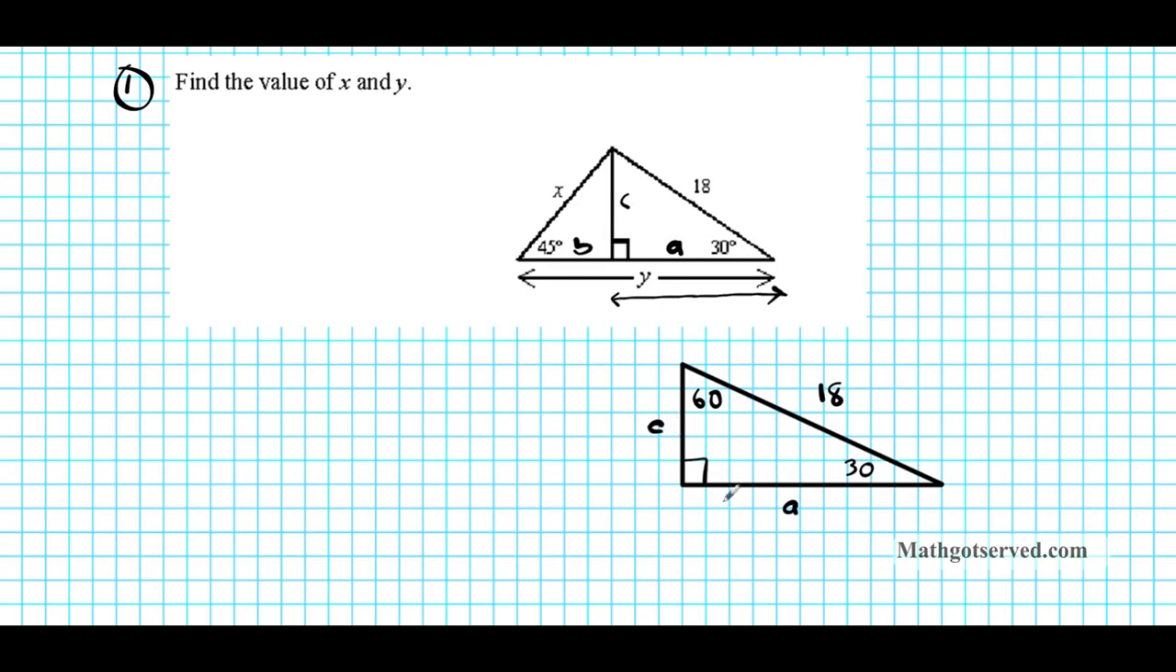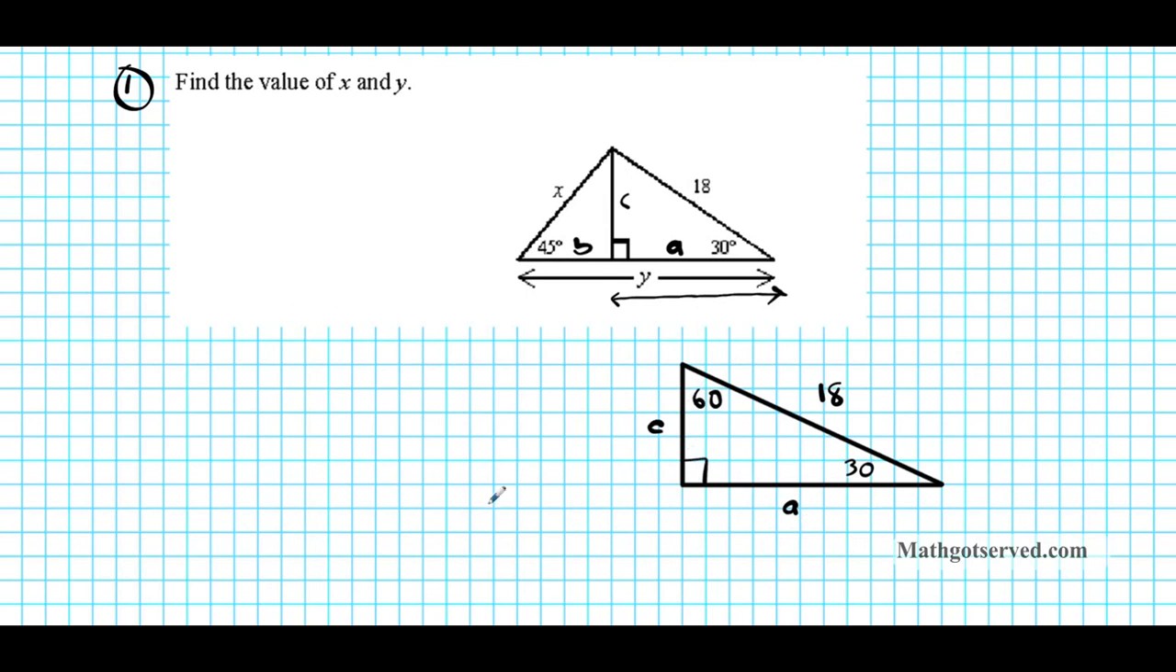It will be beneficial for us to find the measure of C, because in this other triangle we know the measure of no sides at all, and we need at least one side in order to be able to find the other sides using the special triangle. Alright, so let's find A and C in this triangle right here.